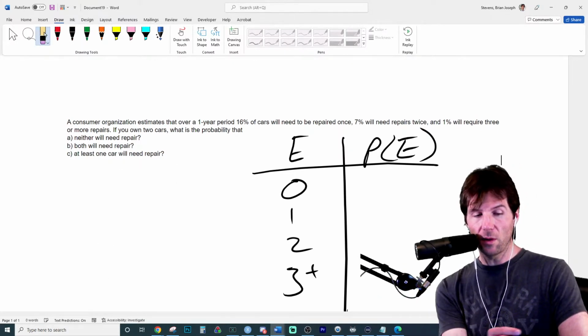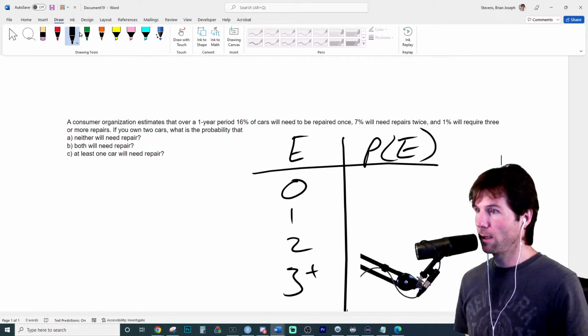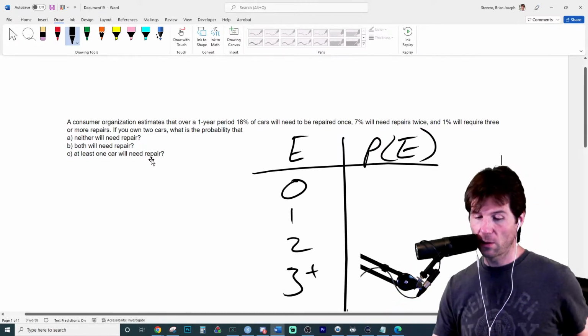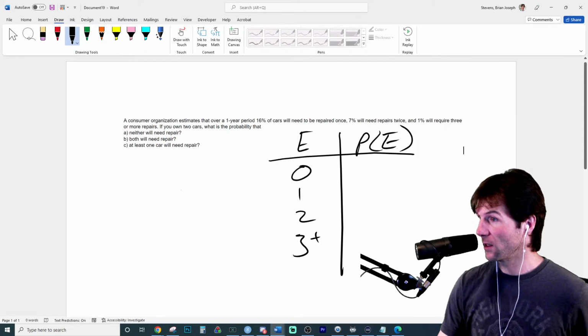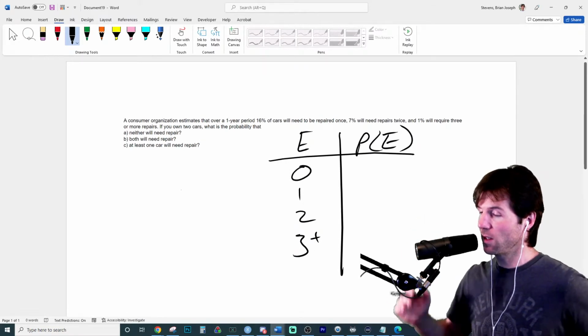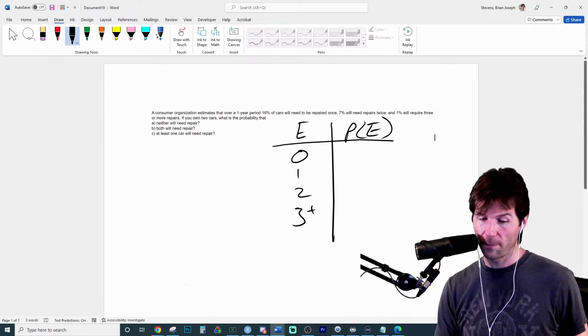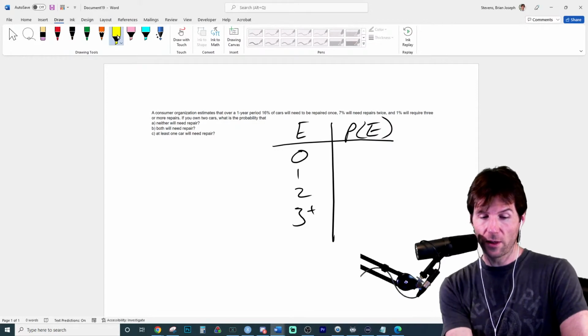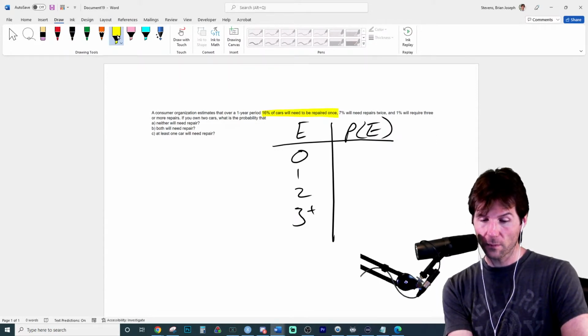Now, the probability of all these things needs to add up to 1 because it's everything that could occur. This is known as the sample space, not the sample frame. The sample space is everything that could occur. So the probability, as it says right here, of 1 repair is 16%.